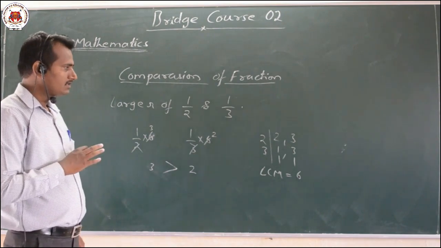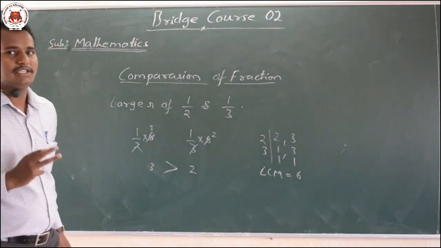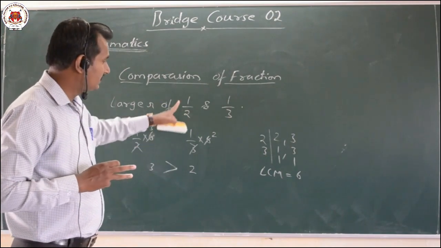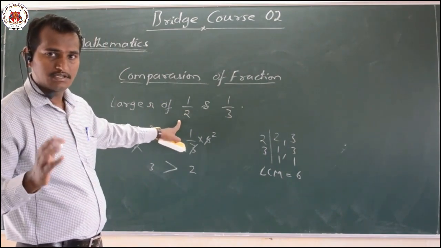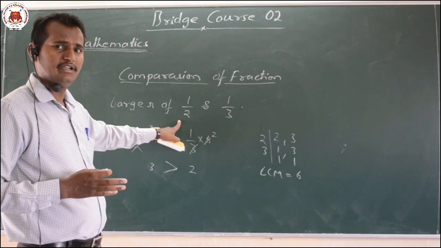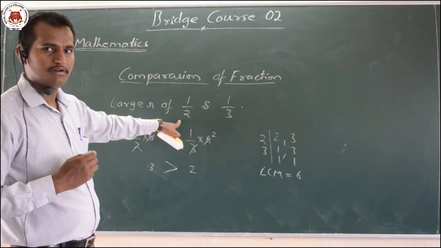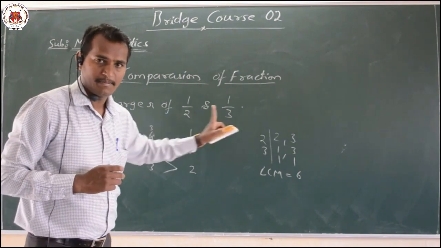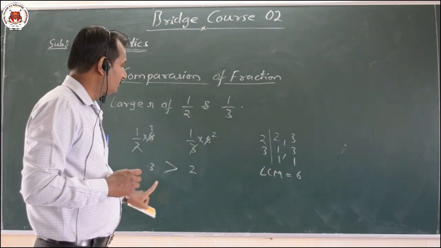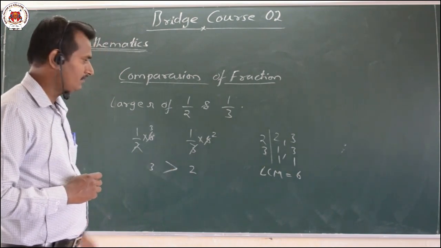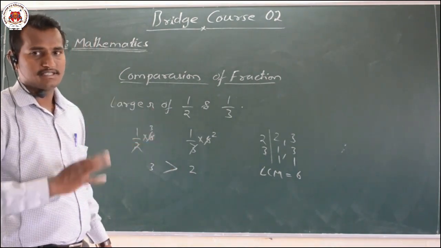Actually, there are two methods. One is by making use of decimal points. For 1 by 2, you can directly use a calculator; for any rational form, you can put it in the form of decimals and compare. Or else you can make use of this particular method, that is by using the LCM or making the denominator the same.